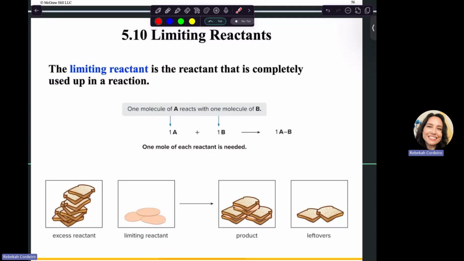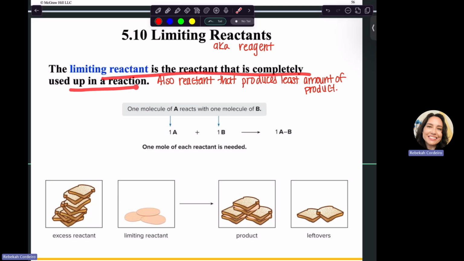A limiting reactant, sometimes called a limiting reagent, so you may see those two words used interchangeably, is a reactant that's completely used up in the reaction. It's also the reactant that produces the least amount of product. It's true it's the reactant that's completely used up, but that's kind of hard to find mathematically. If we compare how much product is made from each reactant, that's something we can do mathematically.